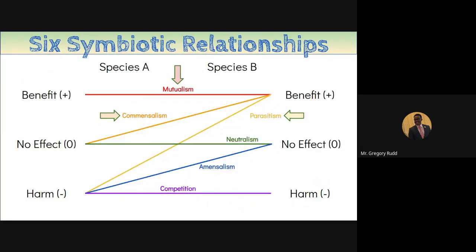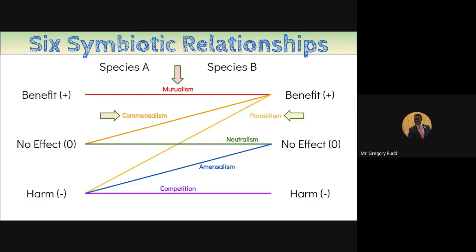So this image at first glance probably looks a bit confusing, but it's really not. So we'll break it down. We've got species A and species B, two different species. Species A can benefit. It can have no positive or negative effect, or it can be harmed in its relationships with species B. And same thing with species B. Species B can benefit from its relationship with species A. It might not have any negative or positive relationship with species A, or it could be harmed by its relationships with species A.